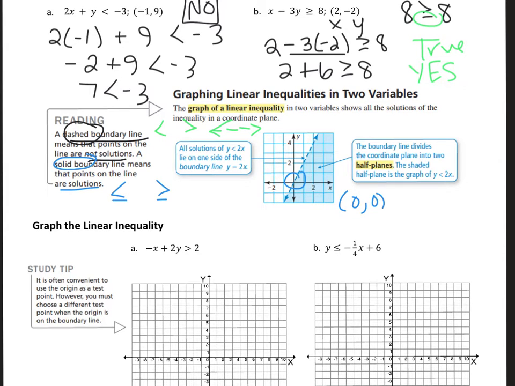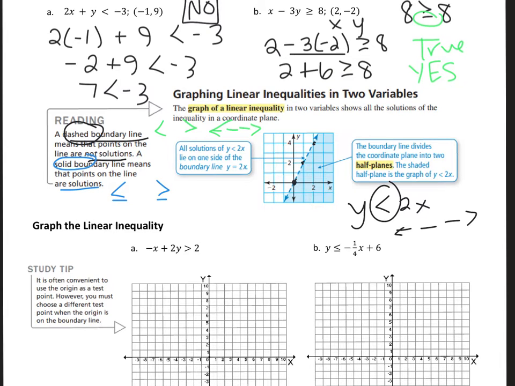So I'm going to clear this out here. This is graphing the line y is less than 2x. So what you would do is start at 0 because the y-intercept is 0 and go up 2, right 1, up 2, right 1, and connect the dots with a dashed line. It's dashed because it's less than. It's not equal to, so you don't connect the dots with a solid line.